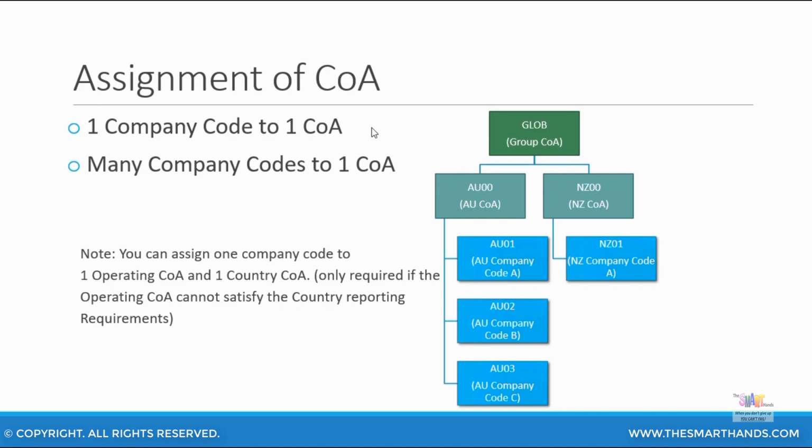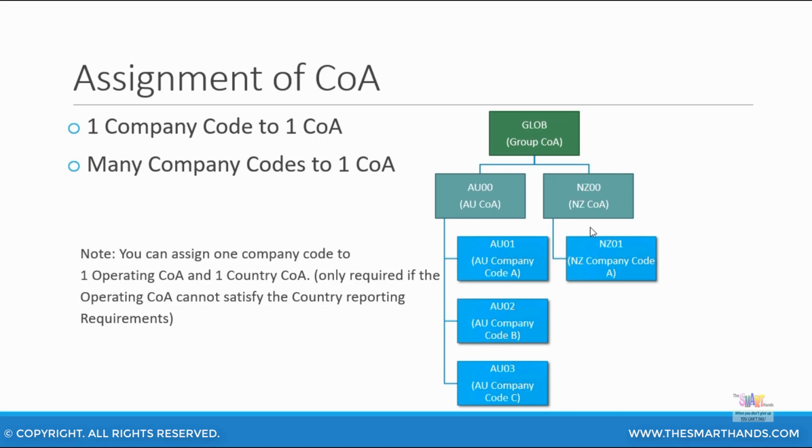Next, let's look at assignment of chart of accounts. You can assign one company code to one chart of accounts. So in this example, there is one New Zealand company. I have assigned that to one New Zealand chart of accounts. Then you have the option of assigning multiple company codes to the same chart of accounts as well. So here you can see multiple company codes. These are all Australian companies, there are three different companies. They all use the same Australian chart of accounts.